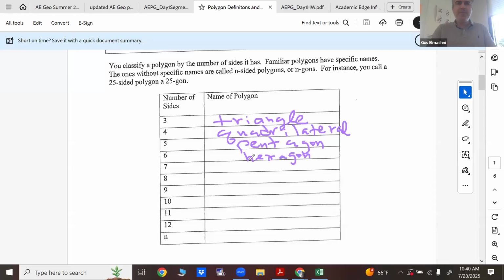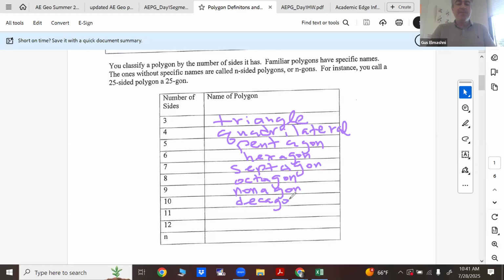Anyone know what 7 is? Sept. These are Latin roots, by the way. Septagon. Anyone that watches UFC, octagon, or a stop sign. You just watch UFC fights. I don't really anymore now. 9. Anyone know what 9 is? Nonagon. 10. Decagon.